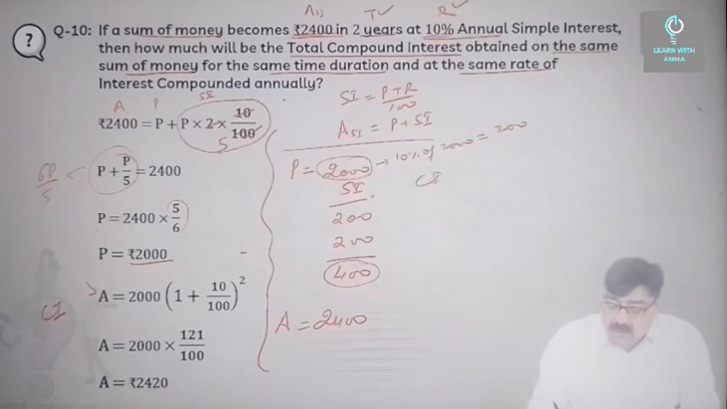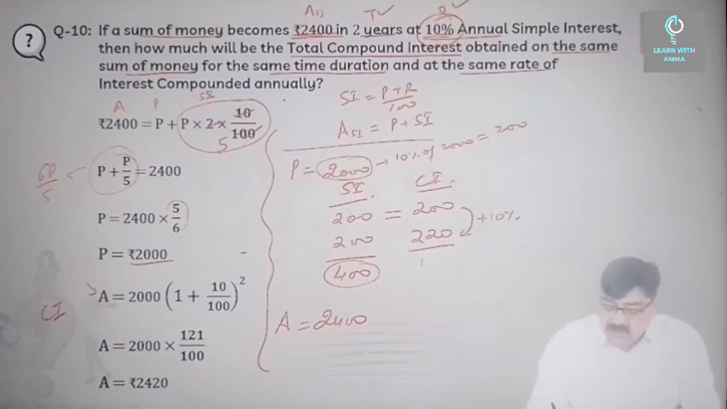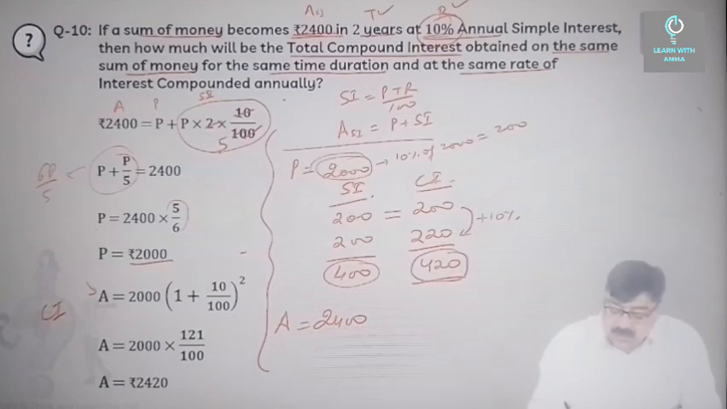Now let us talk about compound interest. Both are the same, simple interest and compound interest, at the end of the first year, 200. Next, the rate of interest is 10%, so plus 10% here. Anyhow, you will get 200 here, plus 10% of 200, that is 20, so 220. So you will end up getting 420. So 420, when you add it to this 2000, the amount obtained here is 2420.